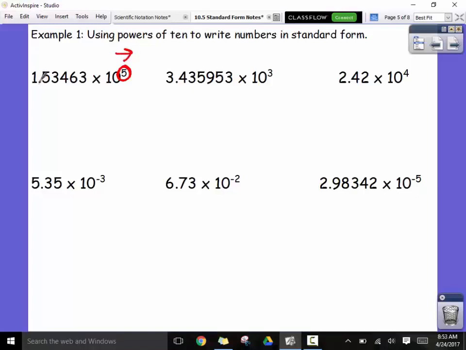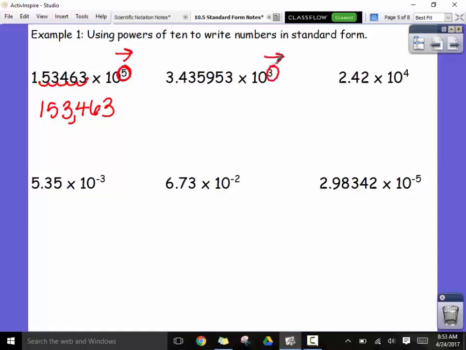So I take my decimal, I move it 5 place values, 1, 2, 3, 4, 5. It's now at the end. So I have 1, 5, 3, 4, 6, 3. To put my comma in there, I go from the back in every third number. So 153,463.